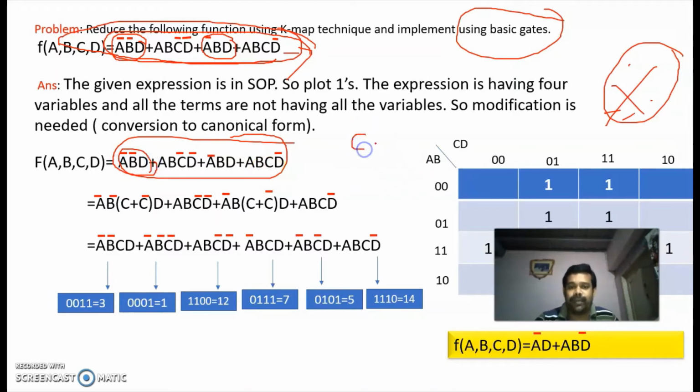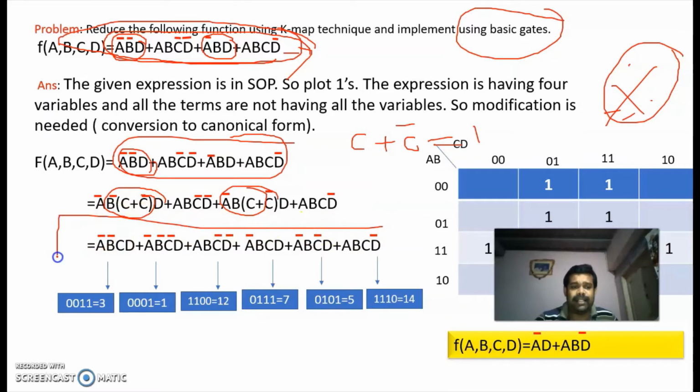So already we know that in Boolean function a plus a bar is 1. So here the missing literal is C. So C plus C bar is 1. If you multiply 1 with any number, its value will not change. So we are multiplying C plus C bar with this one. Similarly, here the literal C is missing, so again we are multiplying C plus C bar with this term. Then we are multiplying this A bar C bar with C and A bar C bar with C bar. You are having a D also, you have to add that D also. Then after simplification, you will be getting like this.